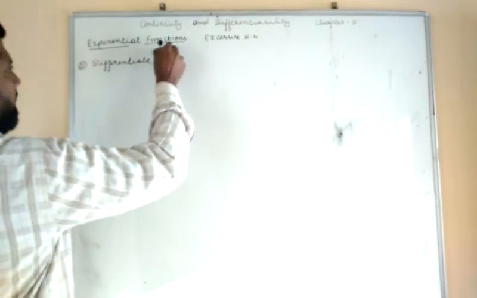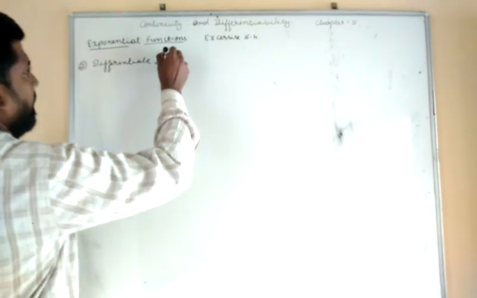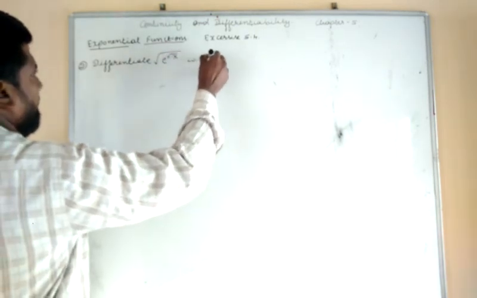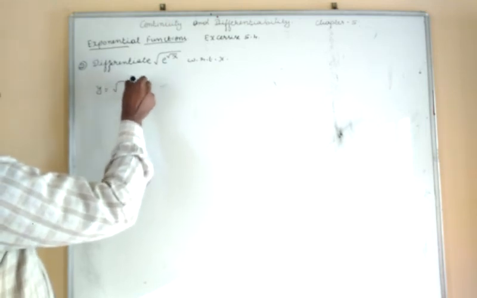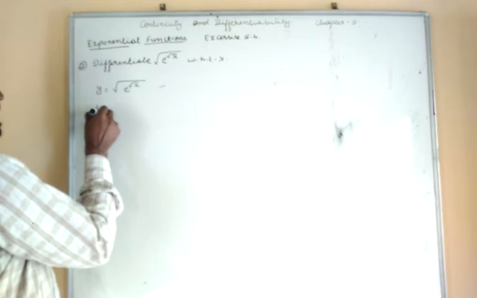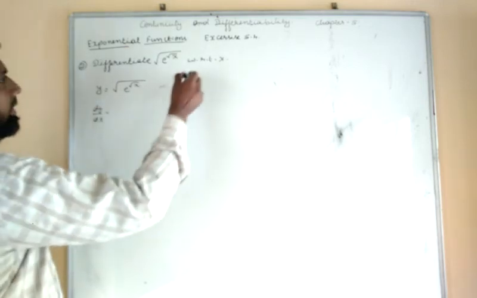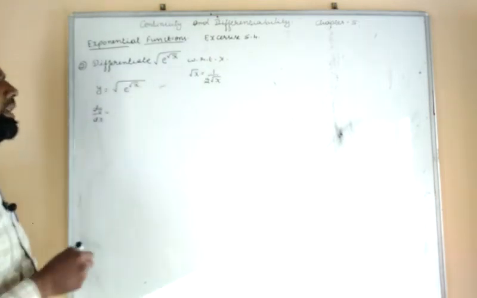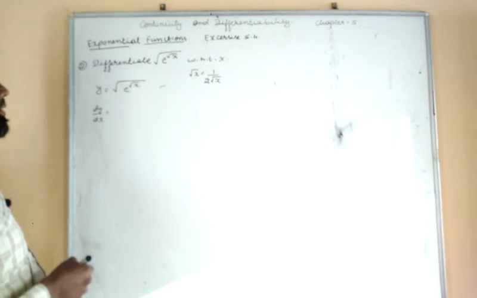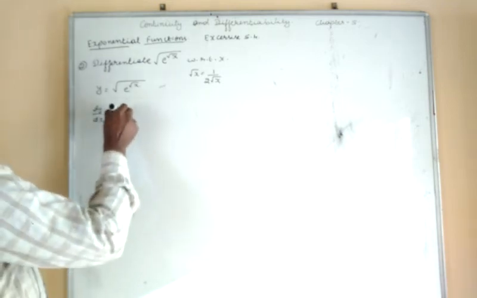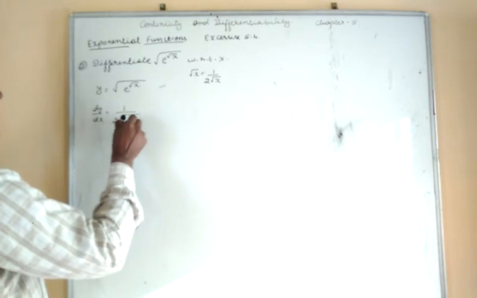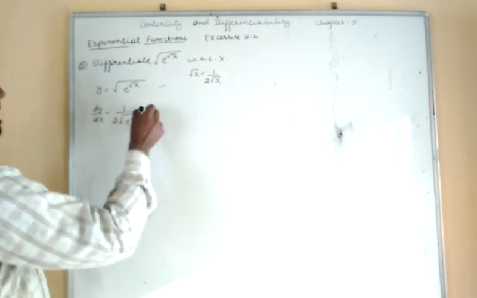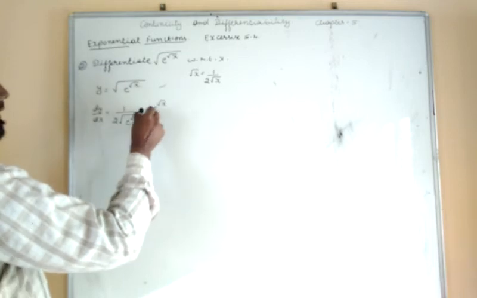e to the power of root x with respect to x. Let us solve directly first. So the given function is y is equal to root of e to the power of root x. So let us differentiate. We know the root x differentiation is 1 by 2 root x. In the place of x here is e to the power of root x, so 1 by 2 root e to the power of root x, again differentiation of e to the power of root x.